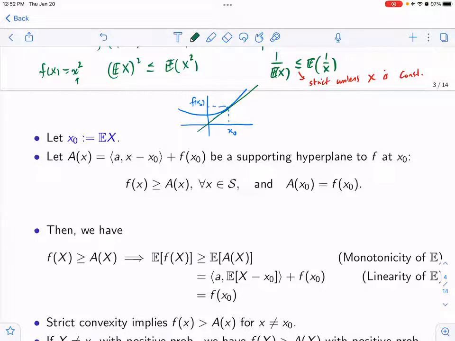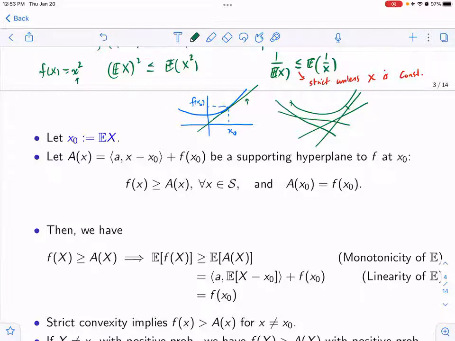Sometimes this is called the largest affine minorant, basically. Minorant means it's below the function. So for a general convex function, you have many, many minorants. You can have many affine functions that are below this. And you push one of them up until you hit this, that would be a supporting hyperplane.